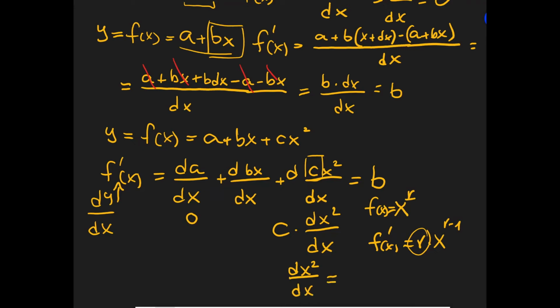It is then the same as here, but r is now 2. So we will have 2 times x to the power of 2 minus 1, which is just 1, and that's why it is just 2x. So b plus c times 2x is going to be our solution.